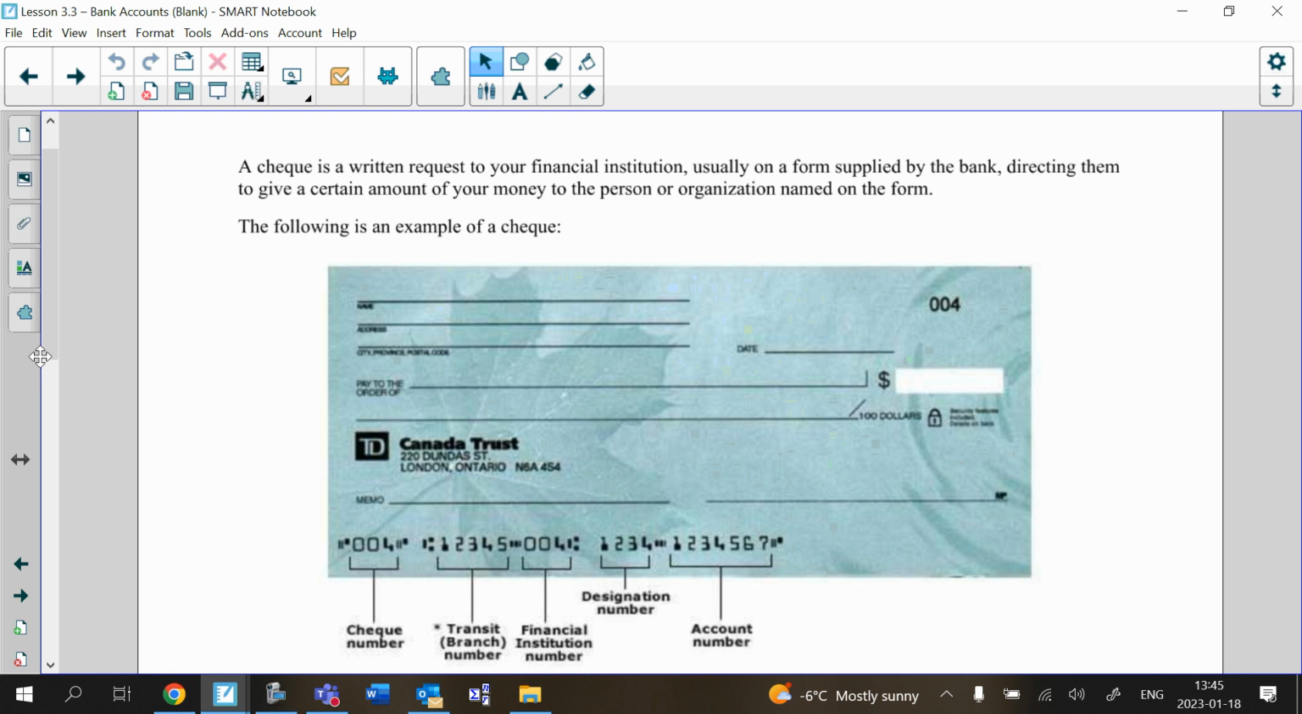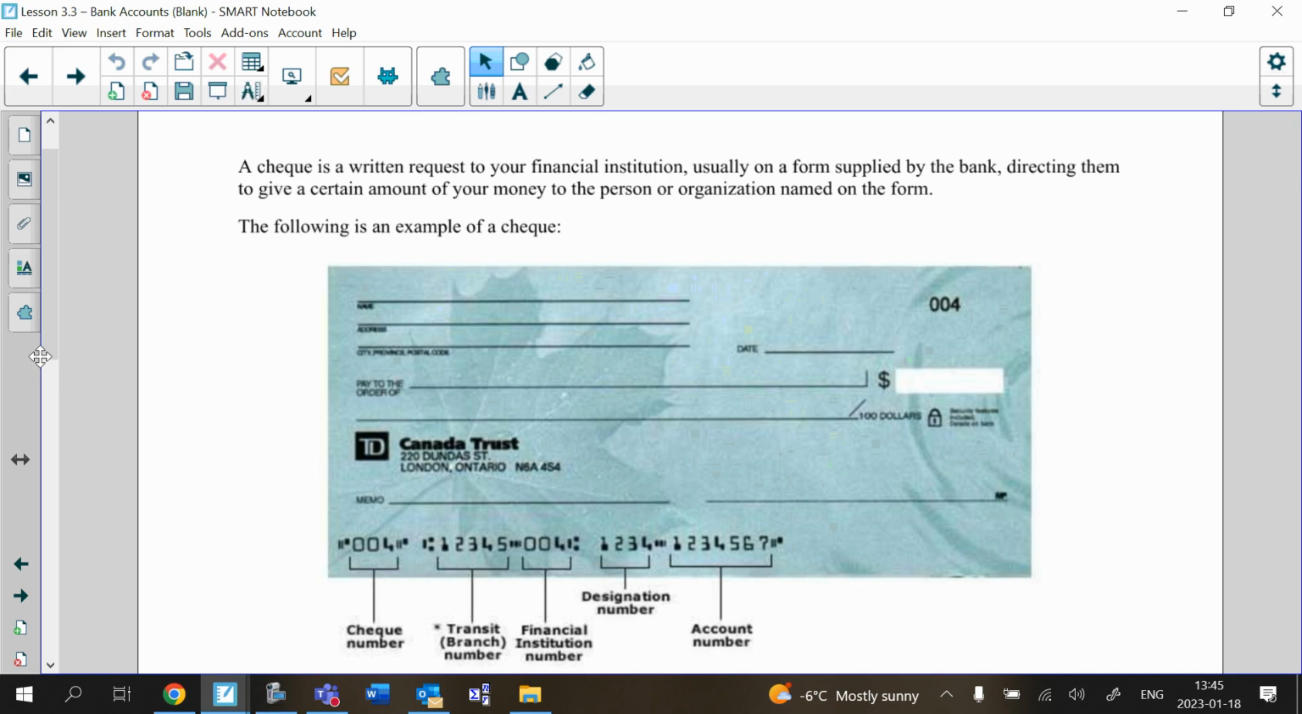So most checks look like this. You've got a spot in the upper left. This is usually printed for you, like your name and address and everything is printed for you. The date that you want to write the check, who you want to write the check to, and the amount. Then you've got to write the amount in words. This you don't have to fill in, the memo.